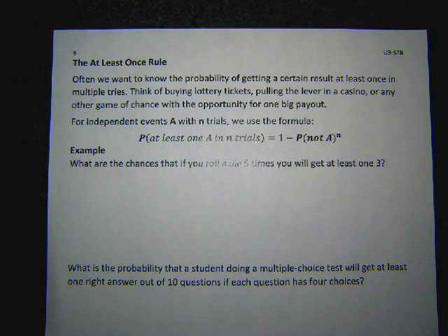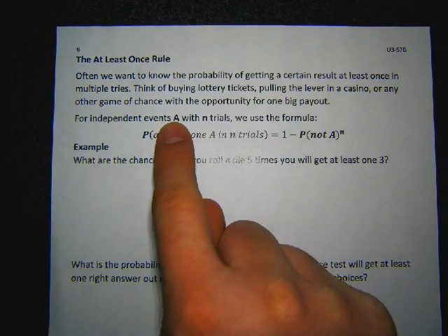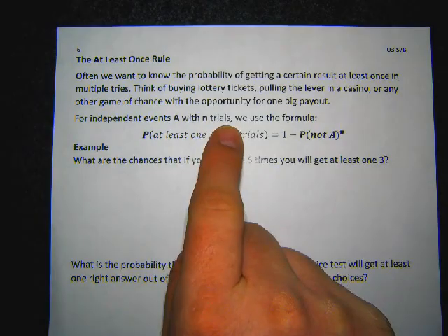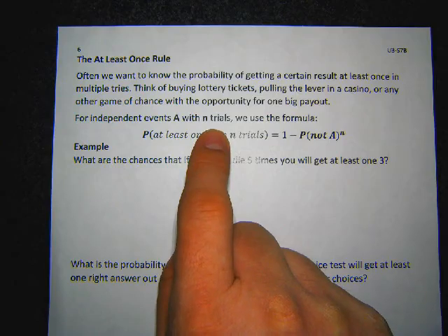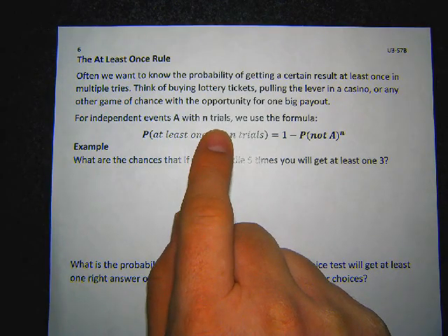Any kind of game of chance where you have an opportunity for one big payout, usually you don't care if lots of the trials are duds as long as one of the trials is successful. So we use what's called the at least one rule. If you're trying to get this event A to happen within n trials, n is just the number of times you try. Just like when we did statistics, n was the number of experiments, the number sampled. Here, this n is going to be the number of tries, the number of times you pull the lever, the number of lottery tickets you buy.